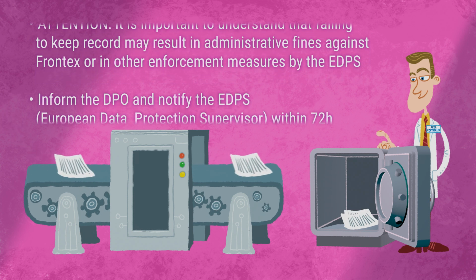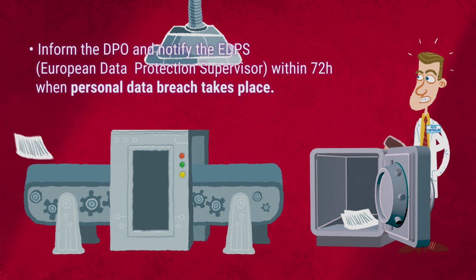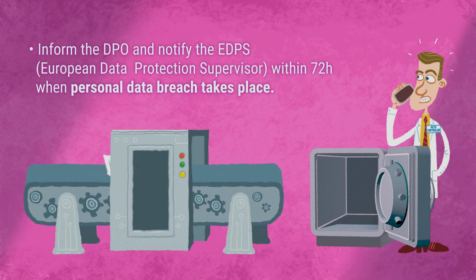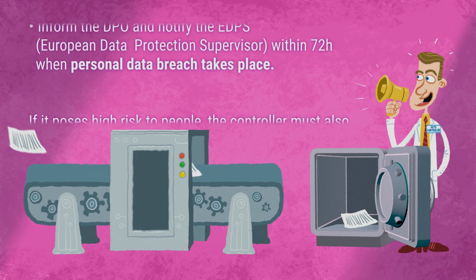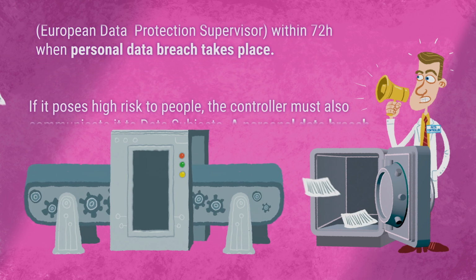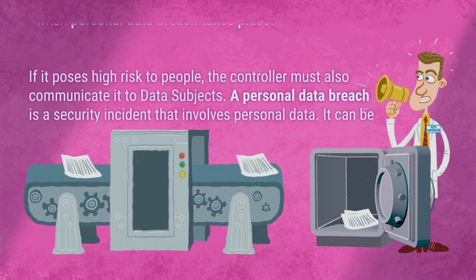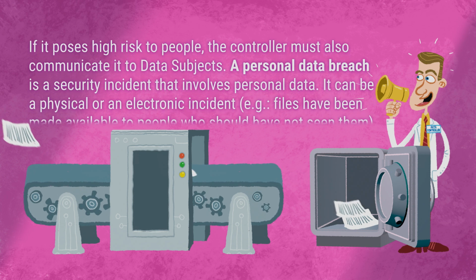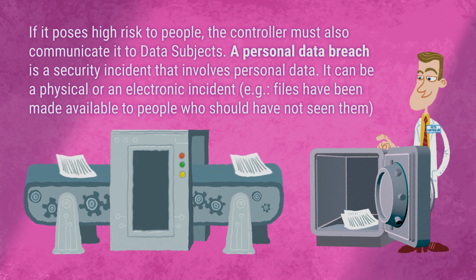Inform the DPO and notify the European Data Protection Supervisor, also known as EDPS, within 72 hours when personal data breach takes place. If it poses high risk to people, the controller also must communicate it to data subjects. A personal data breach is a security incident that involves personal data. It can be a physical or an electronic incident. For example, when files have been made available to people who were not intended to see them.